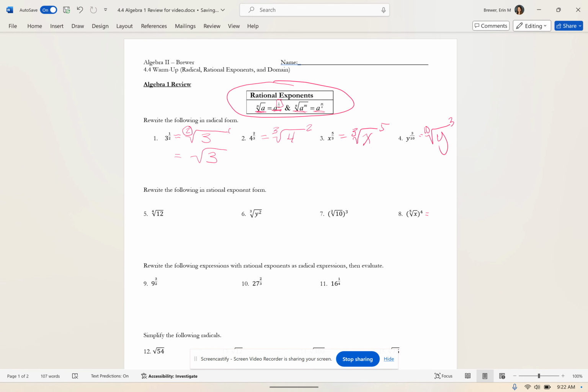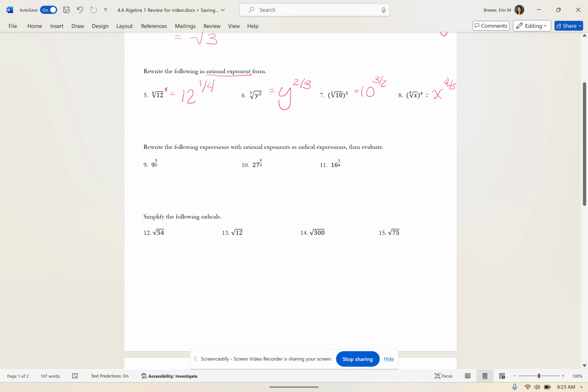For questions 5 through 8, we're just going the other way. Now we're going to write them with a rational exponent or a fraction exponent. On number 5, I don't see an exponent originally given to me, so I'm going to assume that there's a 1 here, saying that this is 12 to the 1/4. This next one is going to be y to the 2/3. This one is going to be 10 to the 3/2. And this next one is going to be x to the 4/5.